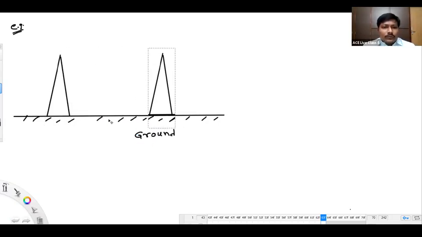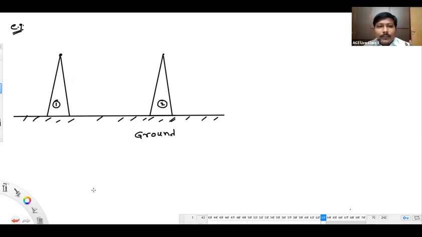Tower number 2. Like this. So these are the two towers here. Just listen to my words, very simple thing only. Tower number 1, tower number 2. Now we are attempting to keep the conductor between two towers.